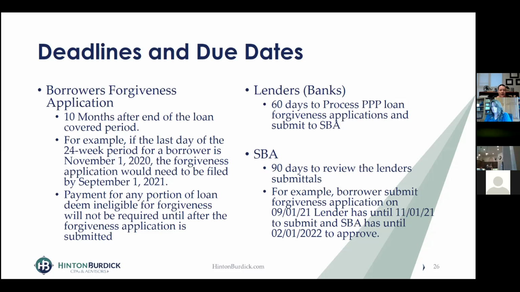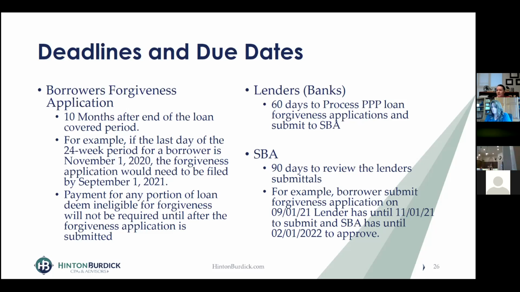So you don't have to start making payments until forgiveness is issued. Once you turn that application into your lender or your bank, they have 60 days to review that application, ask for additional documentation, and then they have to submit it to the SBA. Once the SBA receives that, they have 90 days to review it and either approve or deny it.